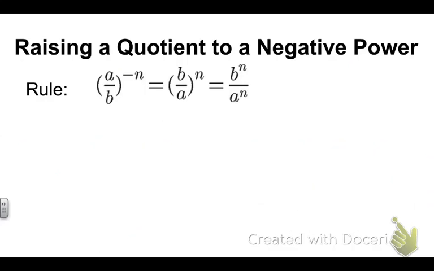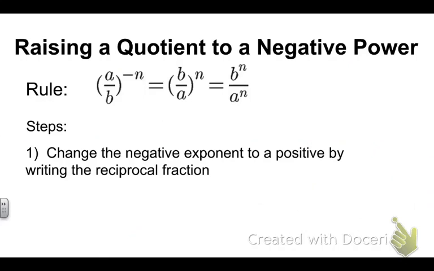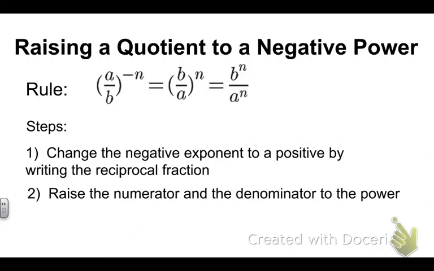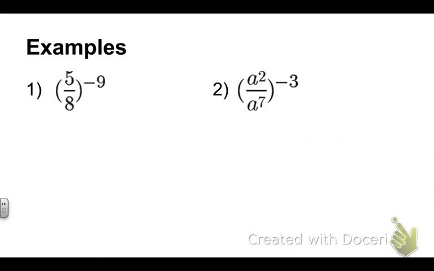Alright? Now it's b over a. Because we did the reciprocal, now it's a positive n. And then we can put the n on both the b and the a. Alright? A little more involved. So, first step, change the negative exponent to a positive by writing the reciprocal fraction. And then raise the numerator and the denominator to that power. And then finally, simplify.